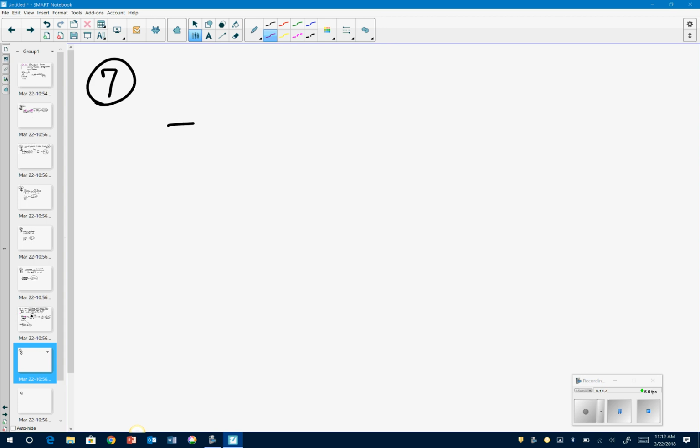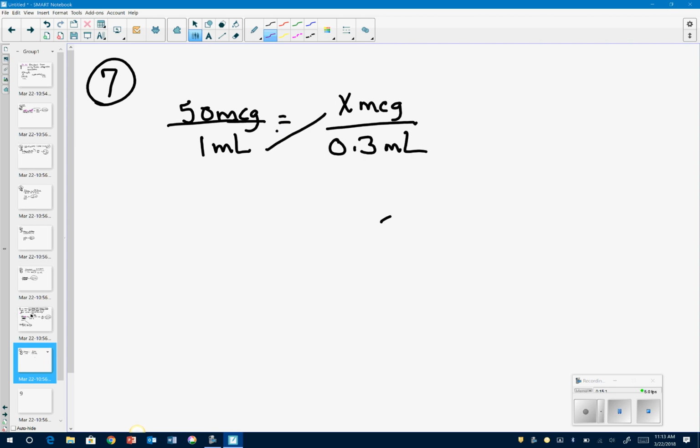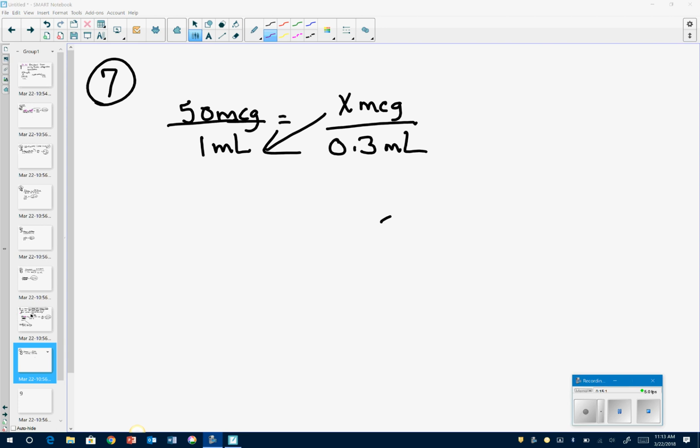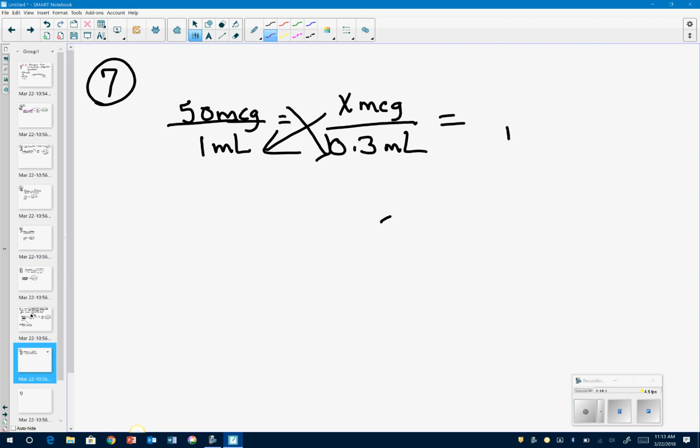So we know we have on stock 50 mcg over 1 milliliter, and we're trying to find X micrograms in 0.3 milliliters. So then you're going to cross multiply. X times 1 will go on the bottom, which would be 1. 50 times 0.3 would be 15. So your answer would be 15 micrograms.